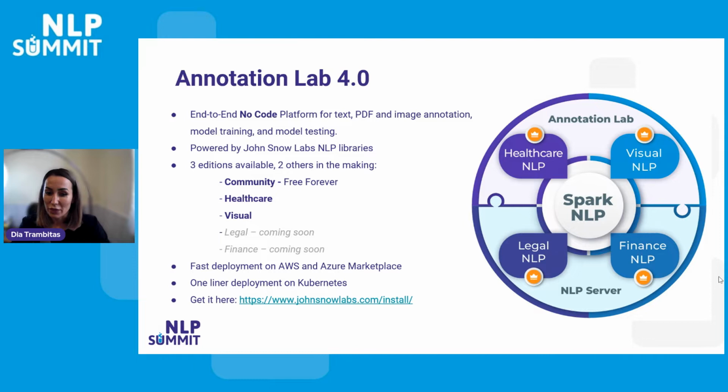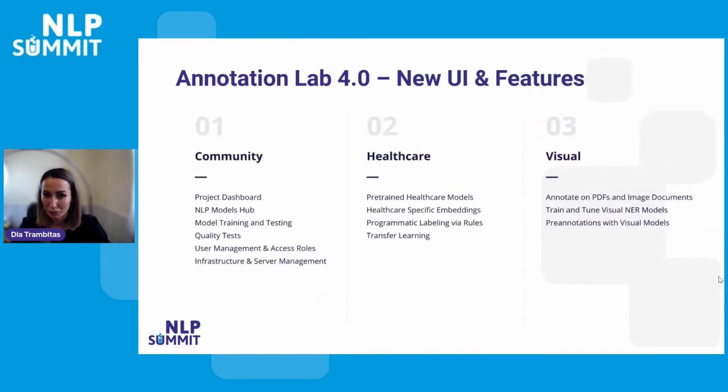The tool is very easy to deploy on AWS and Azure Marketplace, as well as on any Kubernetes server via one-liner deployment. You can get it on our install page, where you can also ask for healthcare and visual trial licenses, so you can also check the healthcare and the visual features.